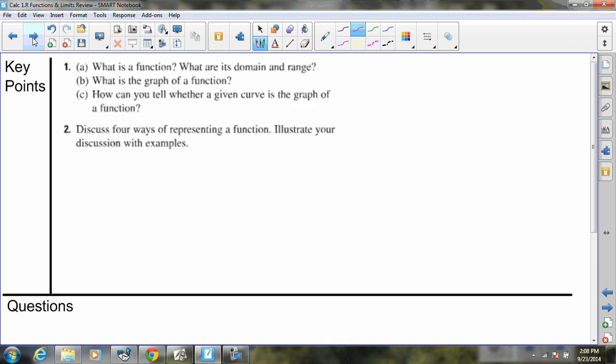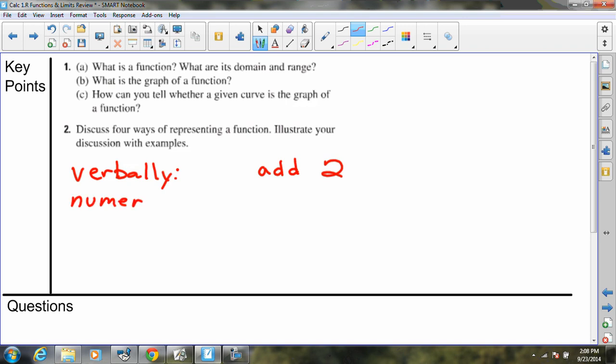Question 2, we have 4 ways of representing a function. And because the directions specifically illustrate with using examples, I'll actually have to write them out instead of just speaking. 4 ways of representing a function were verbally. An example of that could be something like, very simply, add 2. We could also have numerically, referring to numbers. Well, extending this one, we could have an input-output table like 1, 2, 3, following the same rule of add 2, 1 plus 2, 2 plus 2, 3 plus 2.